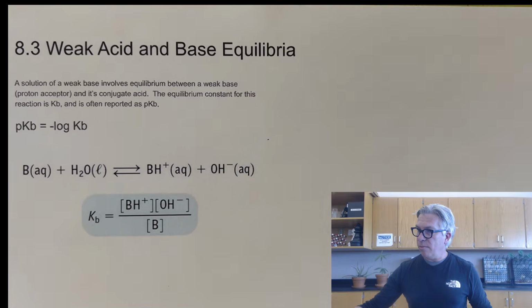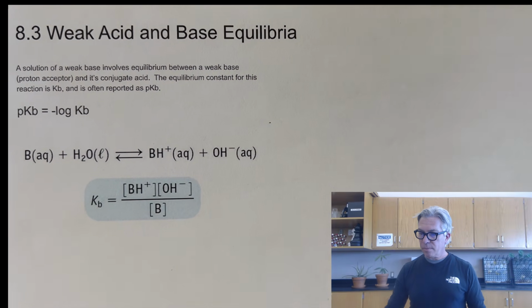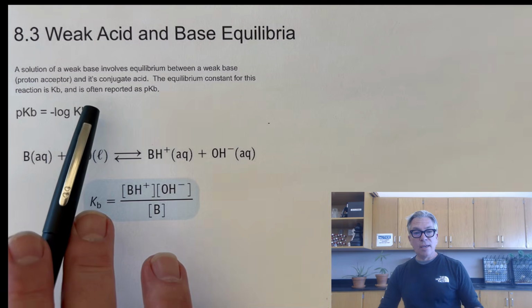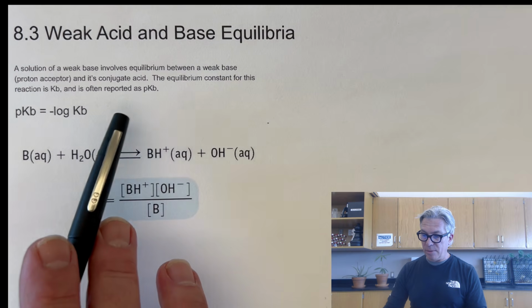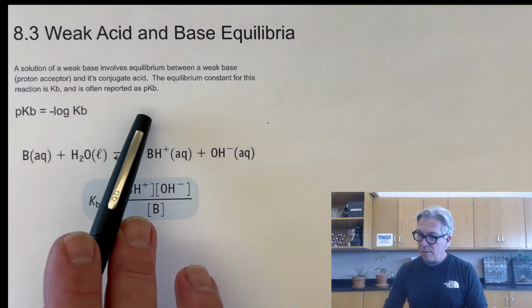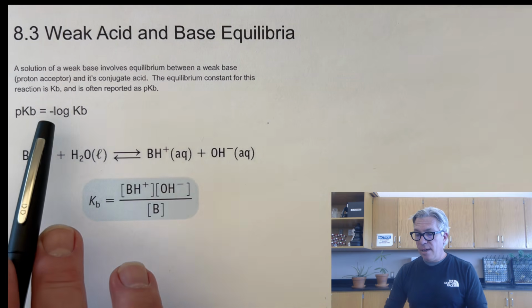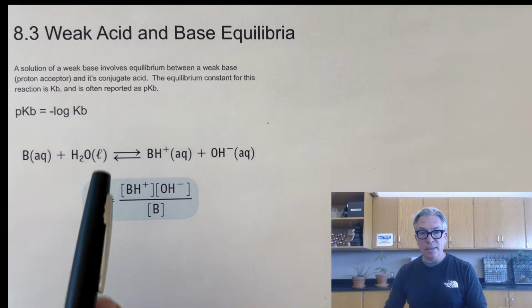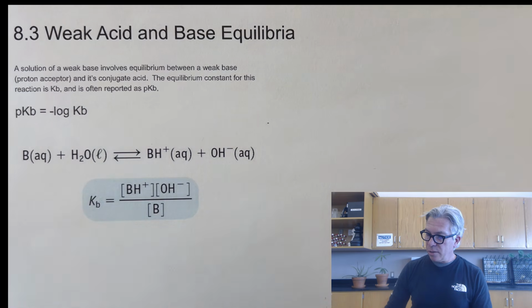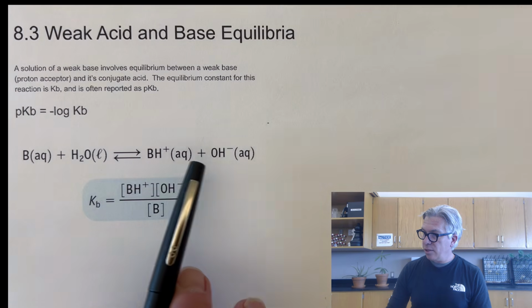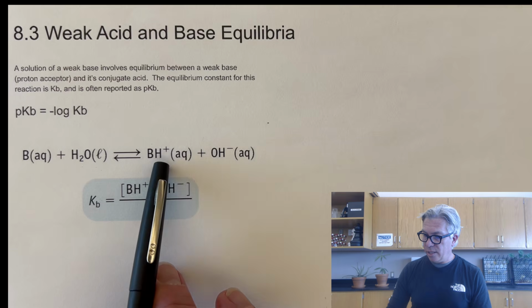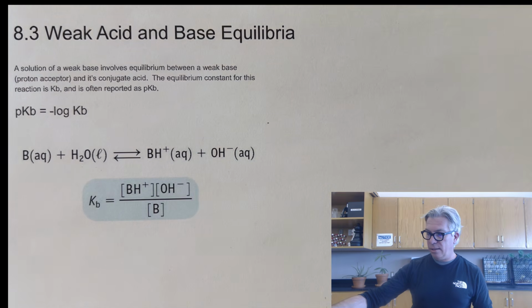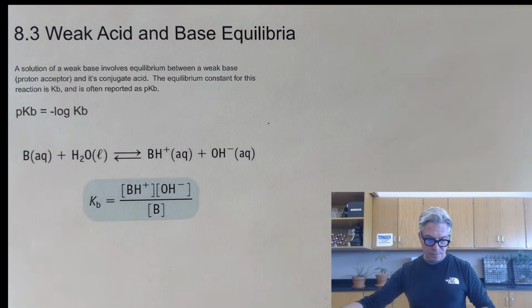And still in 8.3, let's talk about weak acid and weak base equilibriums. A solution of a weak base involves, you'll notice the similarity in phrasing here, a weak base, a proton acceptor, and its conjugate acid. The equilibrium constant for this reaction is Kb, and it is often reported as pKb, the negative log of Kb. Here's your general equilibrium reaction: base plus water makes the conjugate acid and the OH, and its equilibrium constant expression.